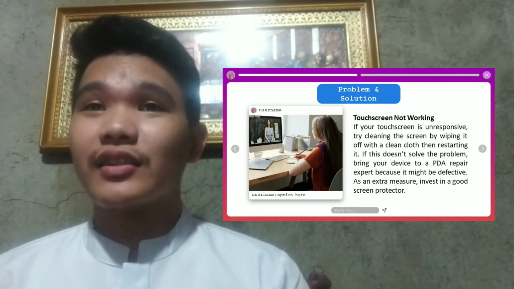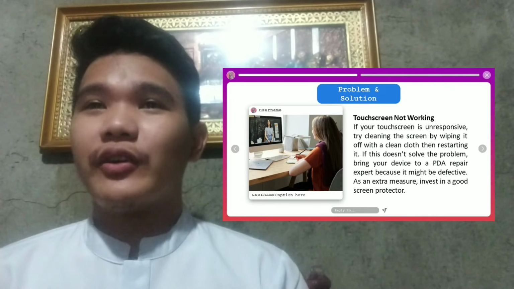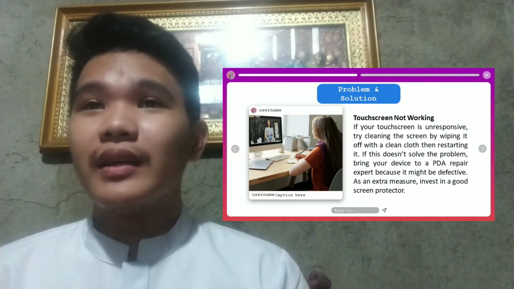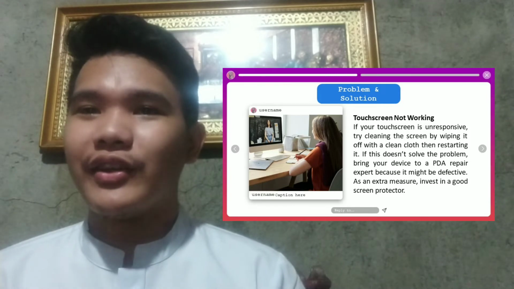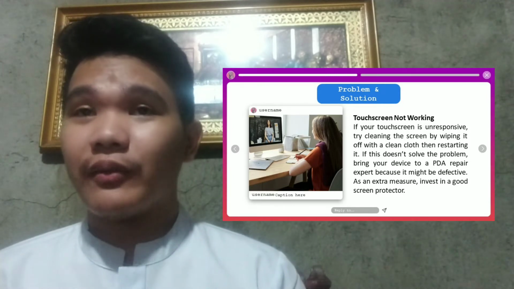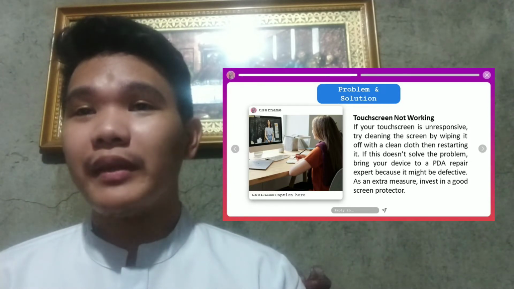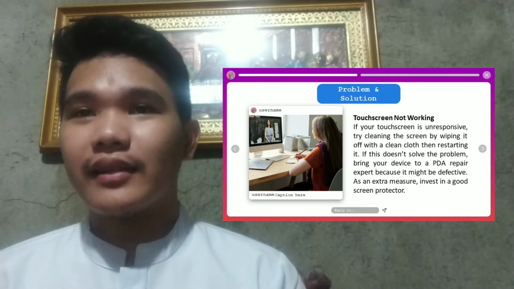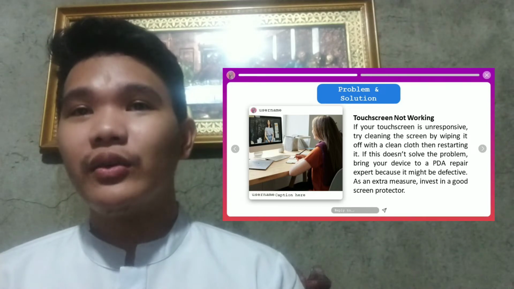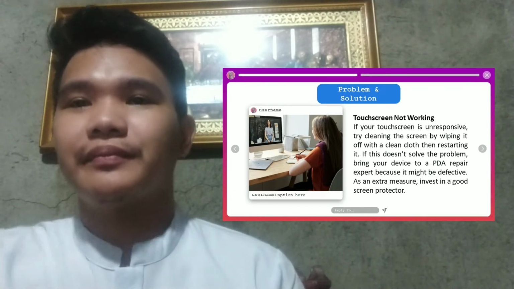Next is touchscreen not working. If your touchscreen is unresponsive, try cleaning the screen by wiping it with a clean cloth and restart your device. If this doesn't solve the problem, bring your device to a PDA expert because there might be a problem. As an extra measure, invest in a good screen protector also.